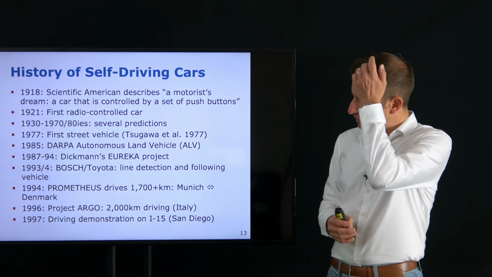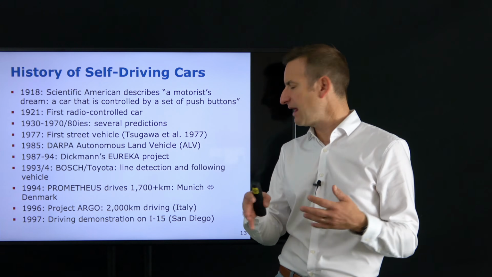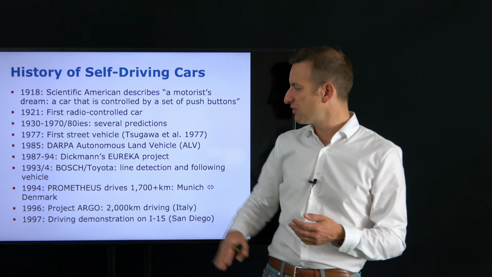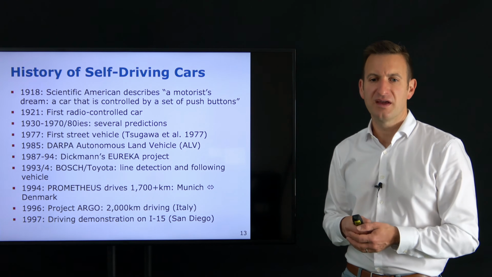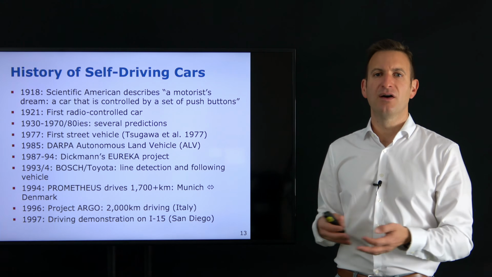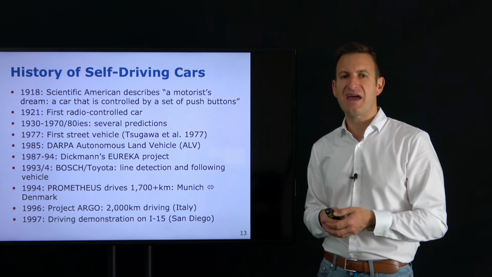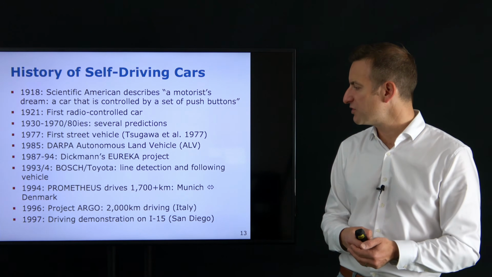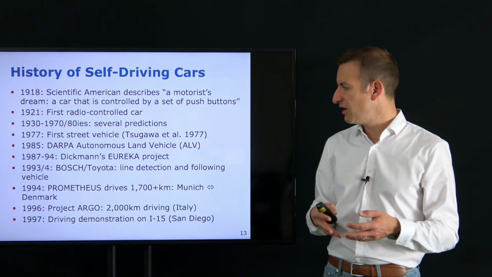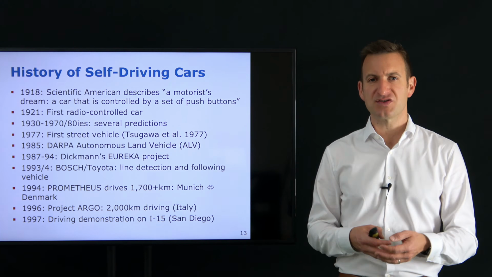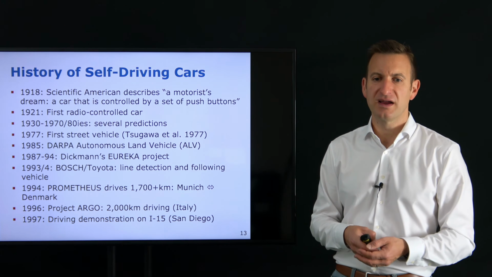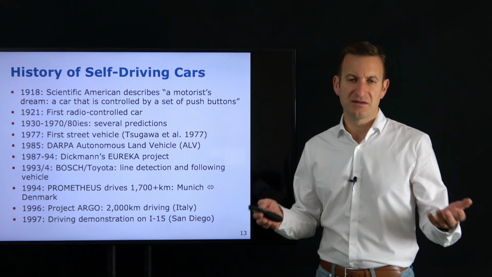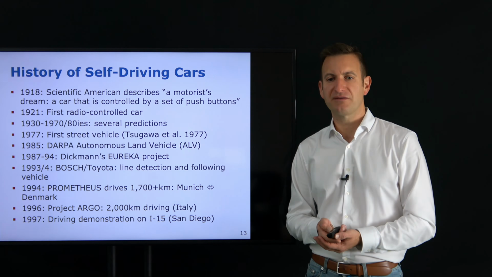Also in 93, 94, Bosch and Toyota built a vehicle that could detect lane markings and follow another vehicle. And then in 94, this was basically one of the final demonstrations of this project: the Prometheus vehicle drives 1,700 kilometers from Munich to Denmark and back on public roads, which was a big success at that time. Even if you compare it to autonomous capabilities that cars have today, it's remarkable what those researchers did. And then followed at the end of the 90s demonstrations of longer rides and even public demonstrations with autonomous vehicles around San Diego on Interstate 15. So there have been autonomous vehicles and demonstrations out there, although not all of them received the attention that they probably deserved.